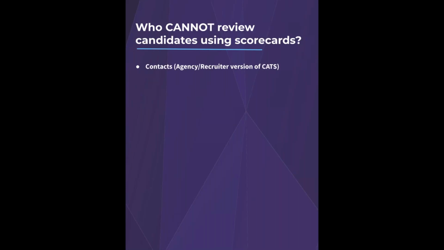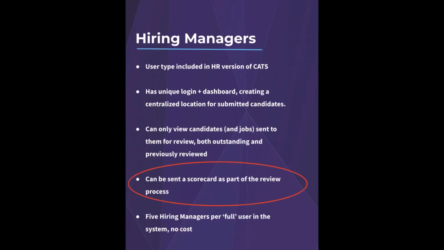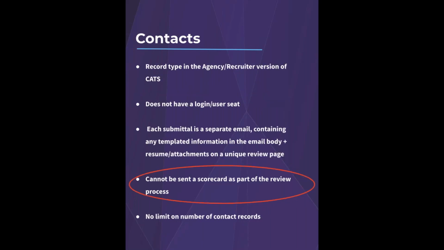Who cannot review candidates using scorecards? Contacts. If you are on the agency version of CATS and you're familiar with contacts, these are your decision makers, HR people. You can do the candidate submittals, but you wouldn't be able to do a scorecard review with those folks. Again, quick review. These are the exact slides I used when we talked about submittals. Hiring manager users and full users can be sent a scorecard as part of the review process. Contacts cannot.